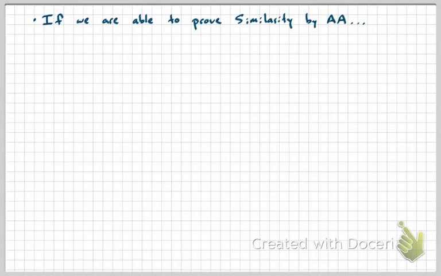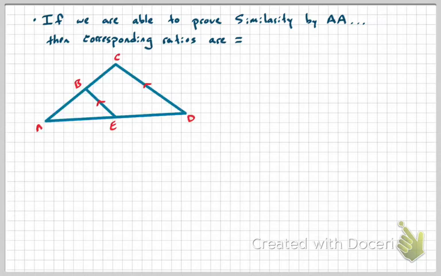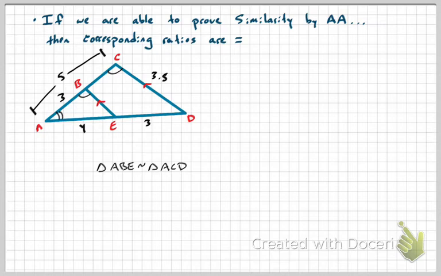So if we are able to prove similarity by angle, then corresponding ratios are equal, right? And so that was kind of the thing that we learned in the last section, that if triangles are similar, not only are corresponding angles congruent, but corresponding ratios are equal. So if we looked at this one right here, right, we know that triangle ABE is similar to triangle ACD. It's almost the exact same diagram we had. We had that reflexive angle up here, and then we have our corresponding angles here and here. But now what we're going to do is we're going to throw in some lengths. And we need to set up a ratio to be able to solve for y.